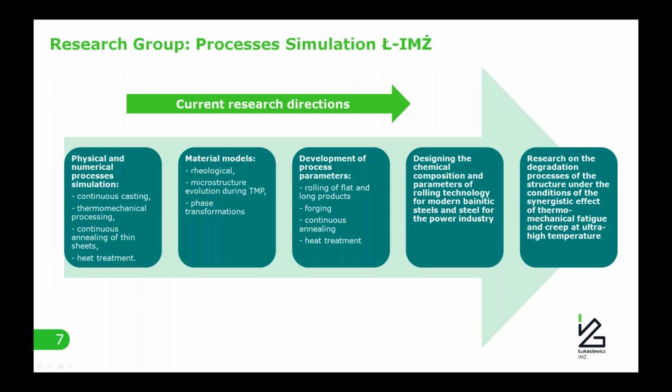Current research directions of the research group, processes simulation, are as follows: physical and numerical processes simulation, continuous casting, thermomechanical processing, continuous annealing of finished sheets, heat treatment, material models, rheological, microstructure evolution during thermomechanical processing, phase transformations, development of processes parameters, rolling of flat and long products, forging, continuous annealing, heat treatment, designing the chemical composition and parameters of rolling technology for modern magnetic steels and steel for the power industry.